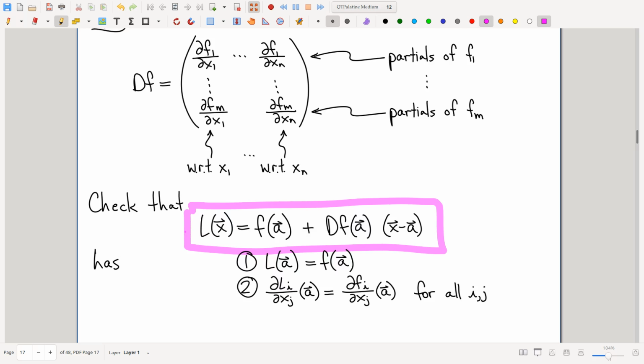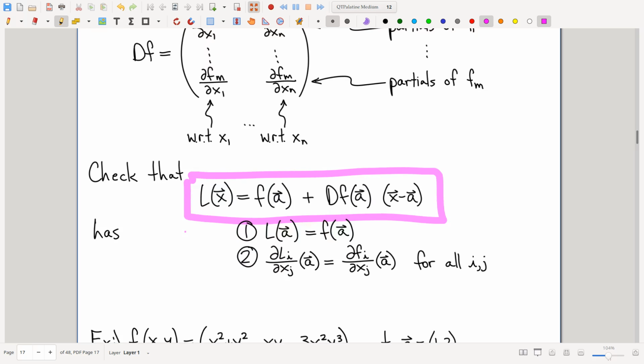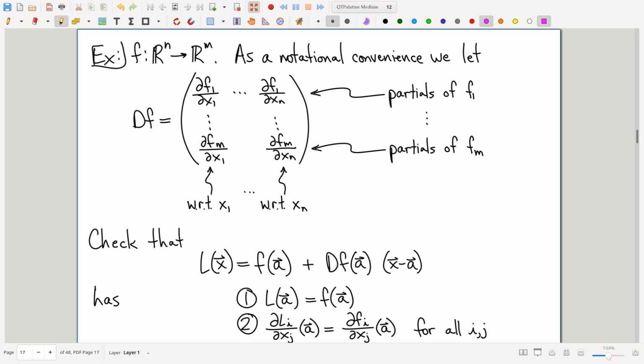Significantly different. And an exercise, again, that I'm going to leave to y'all. And by the way, don't do this in full generality. It gets too unwieldy. But I suggest that you take a function from, let's say, R3 to R2. Don't go crazy.